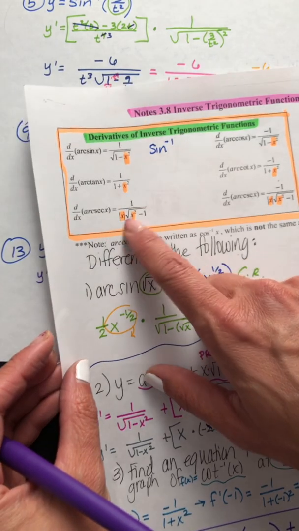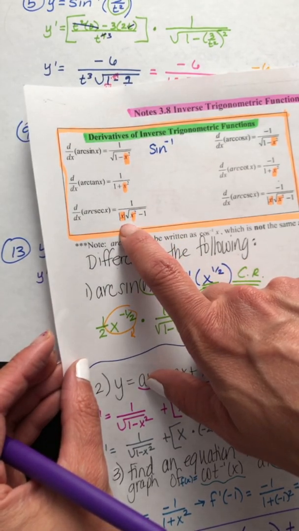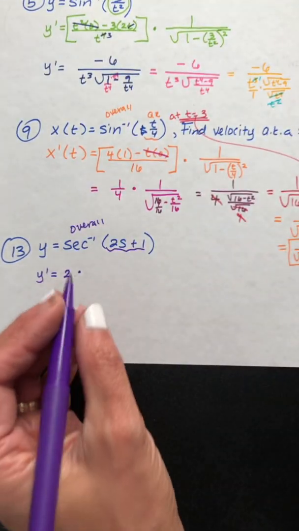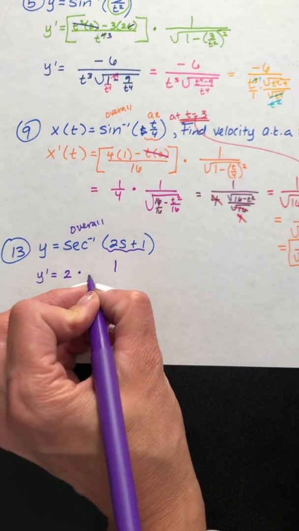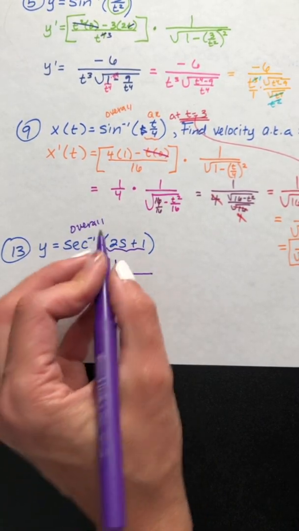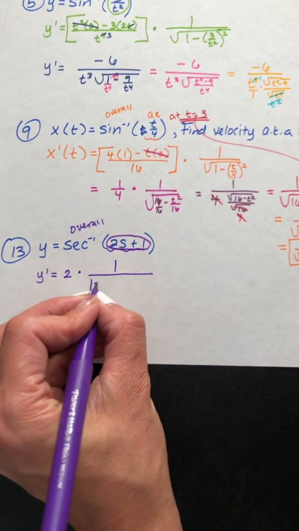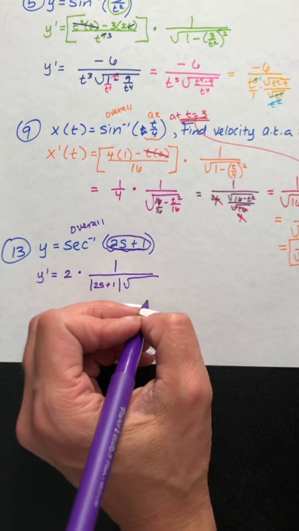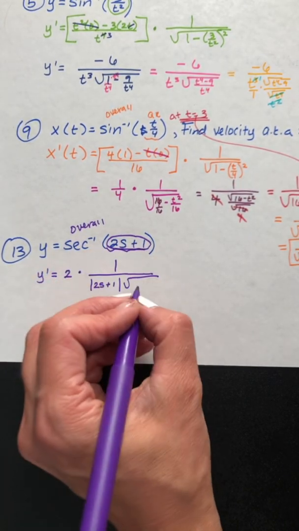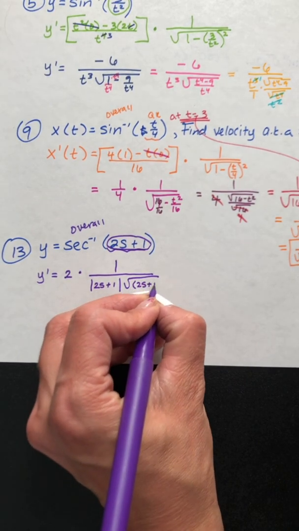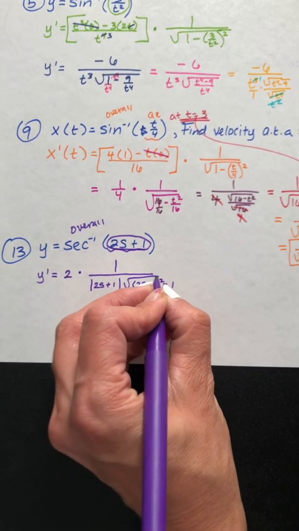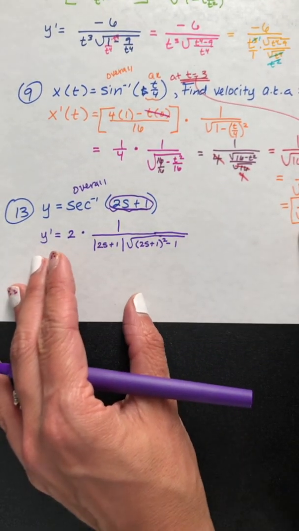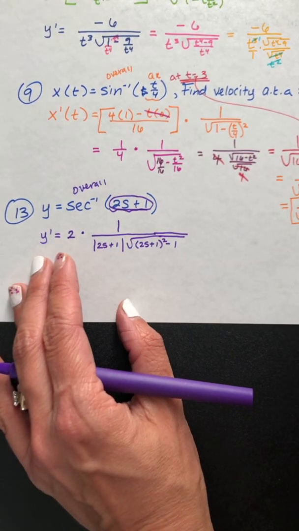Secant inverse is 1 over the absolute value of whatever the x is times the square root of x squared minus 1. Okay, so that's going to be 1 over the absolute value of my x is this, the 2s plus 1. It's in the absolute value times the square root of the x squared, so it'll be 2s plus 1 quantity squared minus 1. Okay, and there it is. Yeah, it looks funky, but it will be okay.